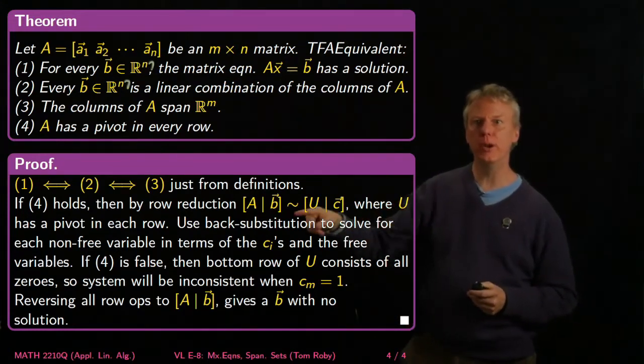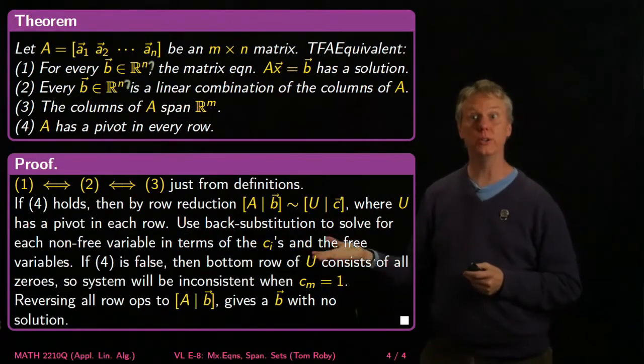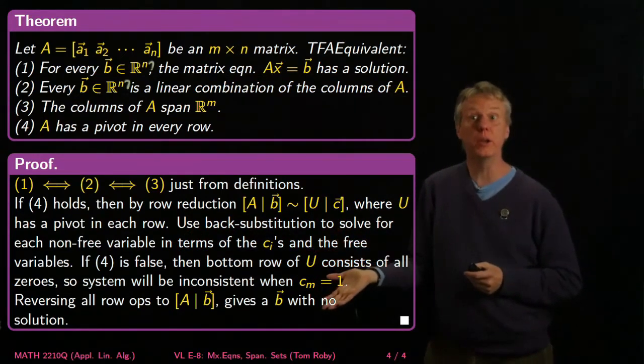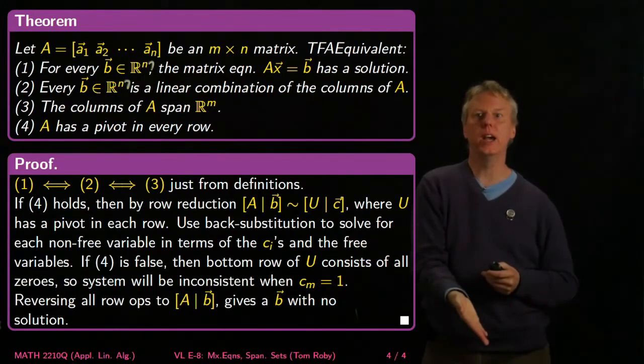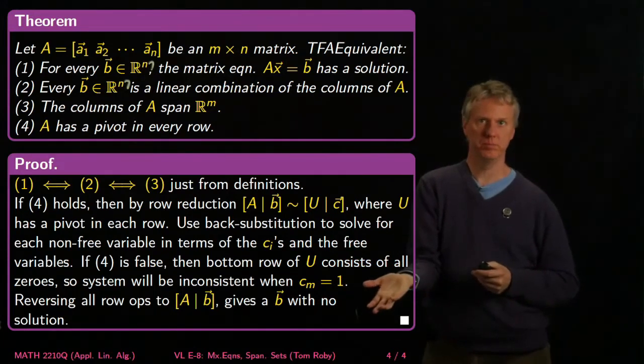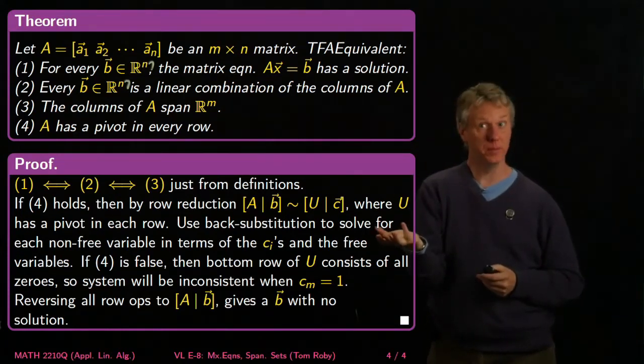And if we know that U has a pivot in each row, then we can use that back substitution that I was showing you earlier to solve for each non-free variable. So each non-free variable can be written in terms of the C_i's and the free variables. And so that means there will be a solution.